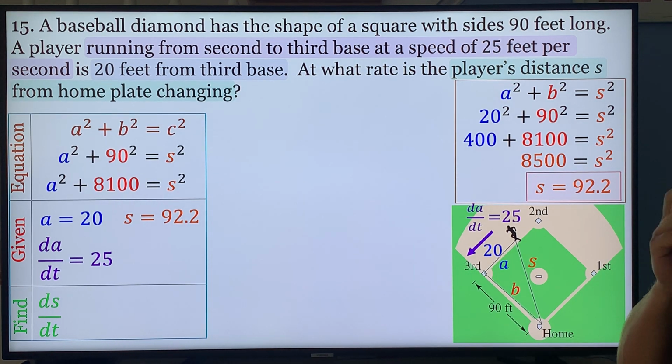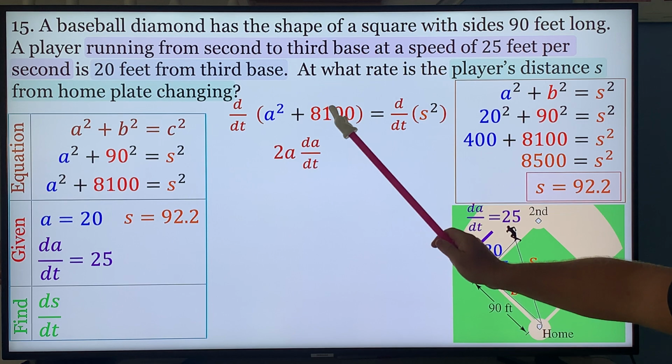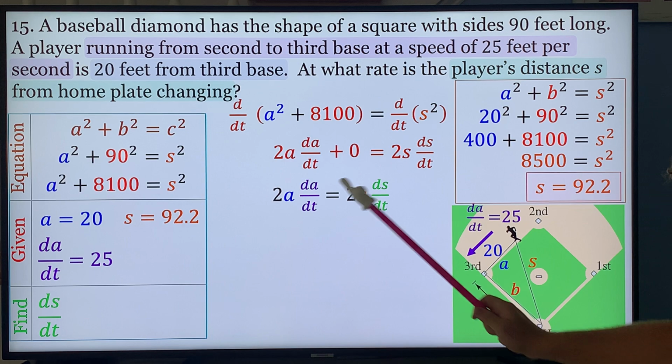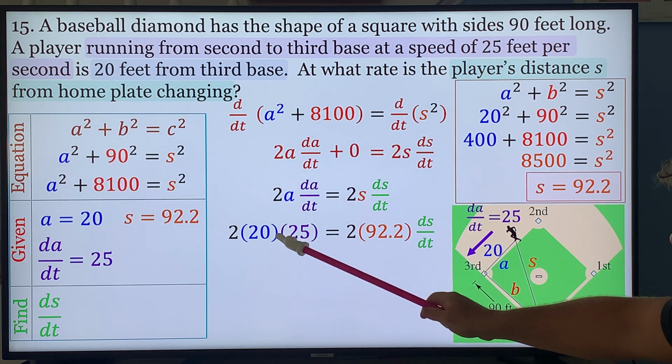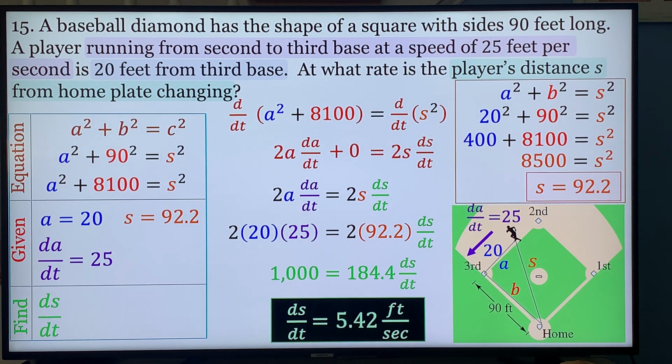So catchers are actually doing this in their heads when they're trying to throw people out. We're going to differentiate that equation. 2a dA dt equals 2s dS dt. A is 20, 25, 92.2 dS dt. 1,000 equals 184.4 dS dt, so 5.42 feet per second. That's how fast the distance from here to here is changing. So he's actually getting closer to home the farther he runs. Right? That's a little tricky.